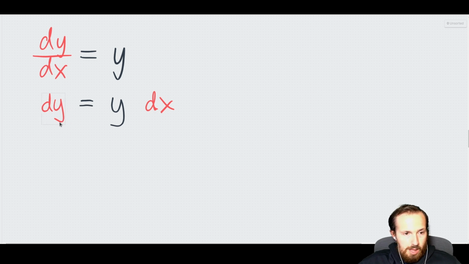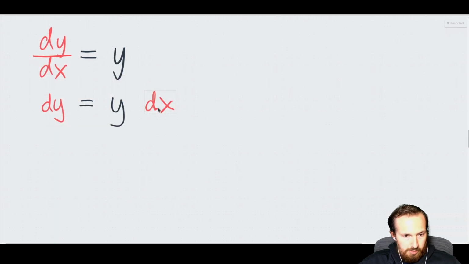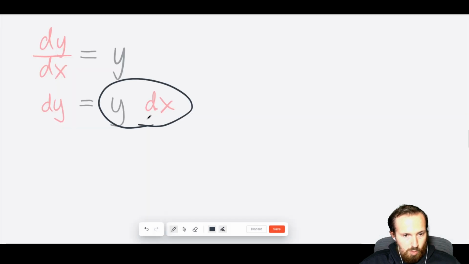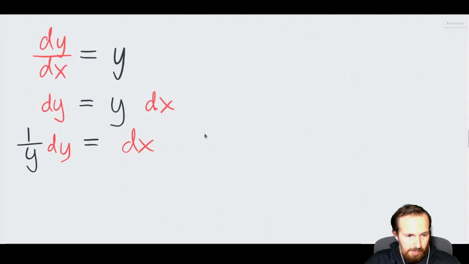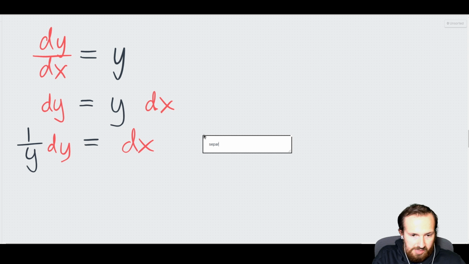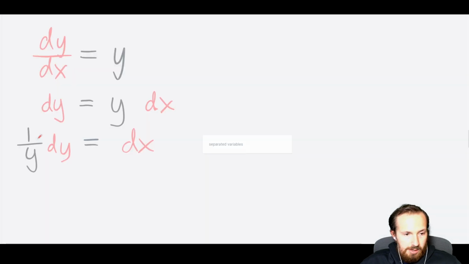But anyway, if we continue past that, we have dx on the right and dy on the left, but the problem is we still have a y and a dx mixed together. So how can we get rid of that? Well, just divide the y onto the other side. And now we have successfully separated variables. So that's good. Once you have separated variables, you basically just integrate both sides.